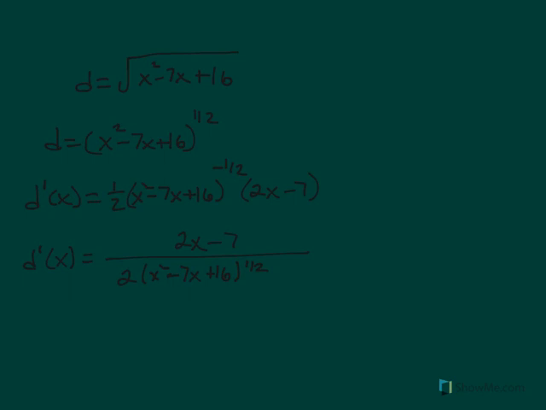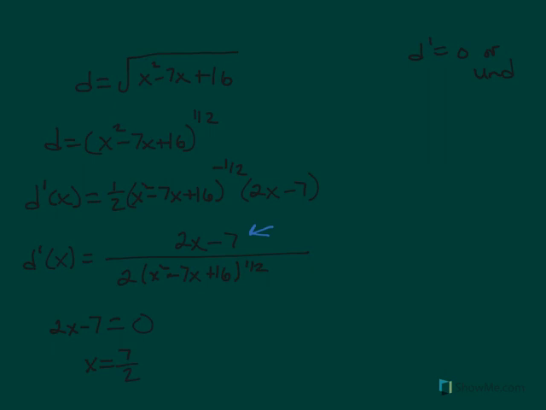And we're looking for critical numbers. That's going to be where d prime is 0 or undefined. So where could this function be 0? It's going to be 0 if the numerator is 0, so we can set this equal to 0. So where is 2x minus 7 equal to 0? Solve that, add 7 divided by 2, that's going to be where x is 7/2.